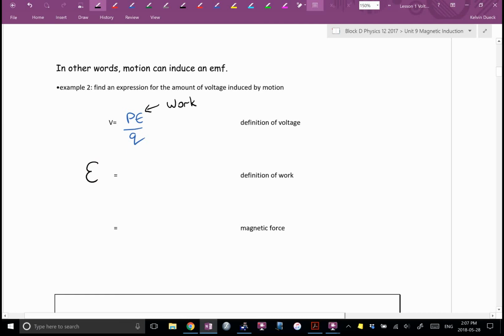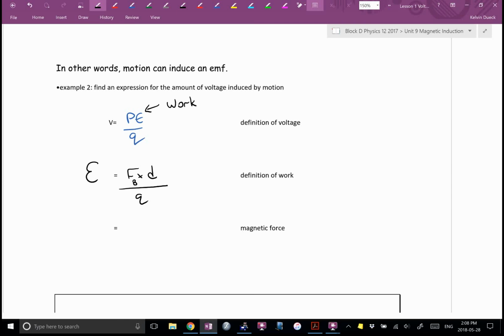And instead of using the V, because this is an induced voltage, I'll use the EMF because we're creating it. Work. What was our basic definition of work? Yep. Force times distance. Which force? A magnetic force on a charge. What was the magnetic force on a charge from last day?